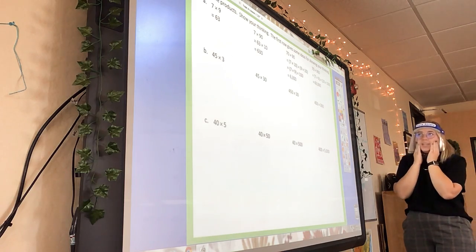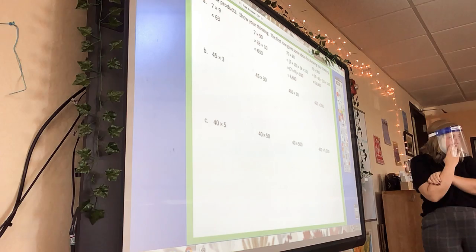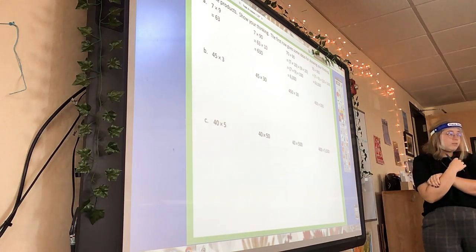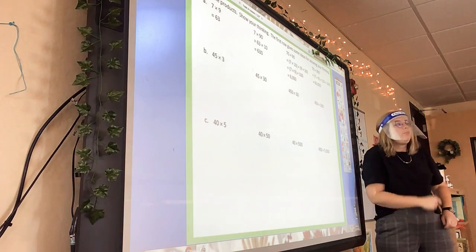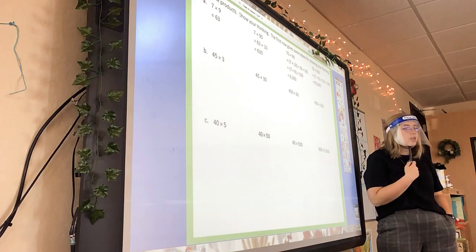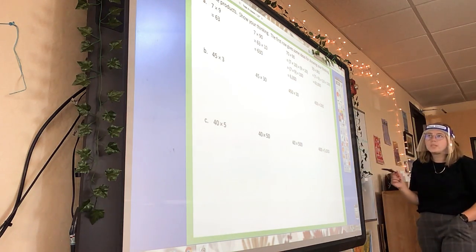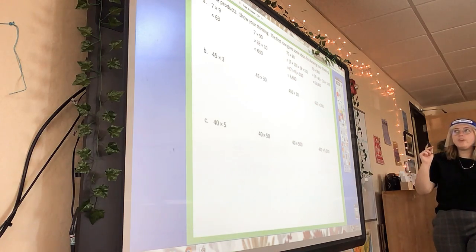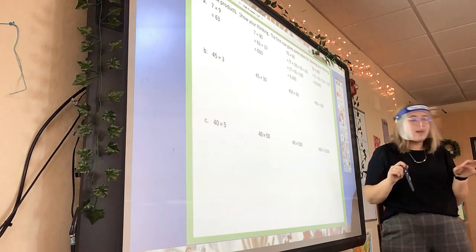Okay. For 3, it says find the product. Okay, product is the answer to a what problem? Multiplication. Thank you. Product is the answer to a what problem? Multiplication, okay? So you're finding the answer to the multiplication problems. Show your thinking. The first row gives you some ideas to show your thinking. So it looks like a lot, but it's not, okay?